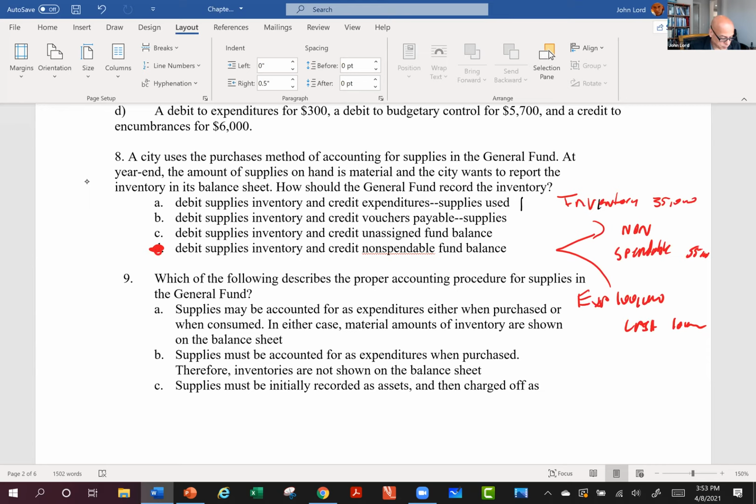Number nine, which of the following describes the proper accounting procedure for supplies in the general fund? Okay, let's read these. Supplies may be accounted for as expenditures either when purchased or when consumed. In either case, material amounts of inventory are shown on the balance sheet. What do you think?